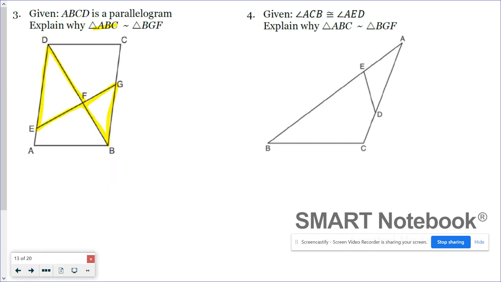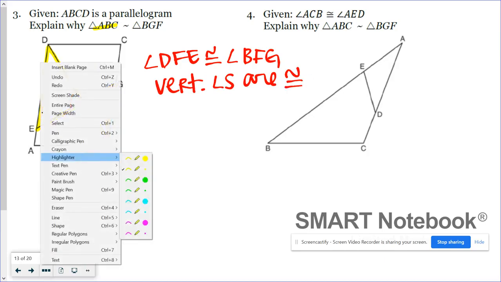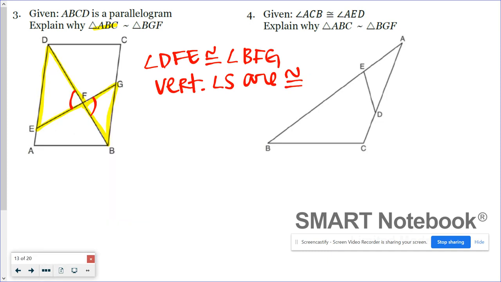So what do you notice? Oh, yeah, vertical angles, good old friend of ours. So we can say that angle DFE is congruent to angle BFG because vertical angles are congruent, right? What else? That's right. They told us ABCD is a parallelogram.